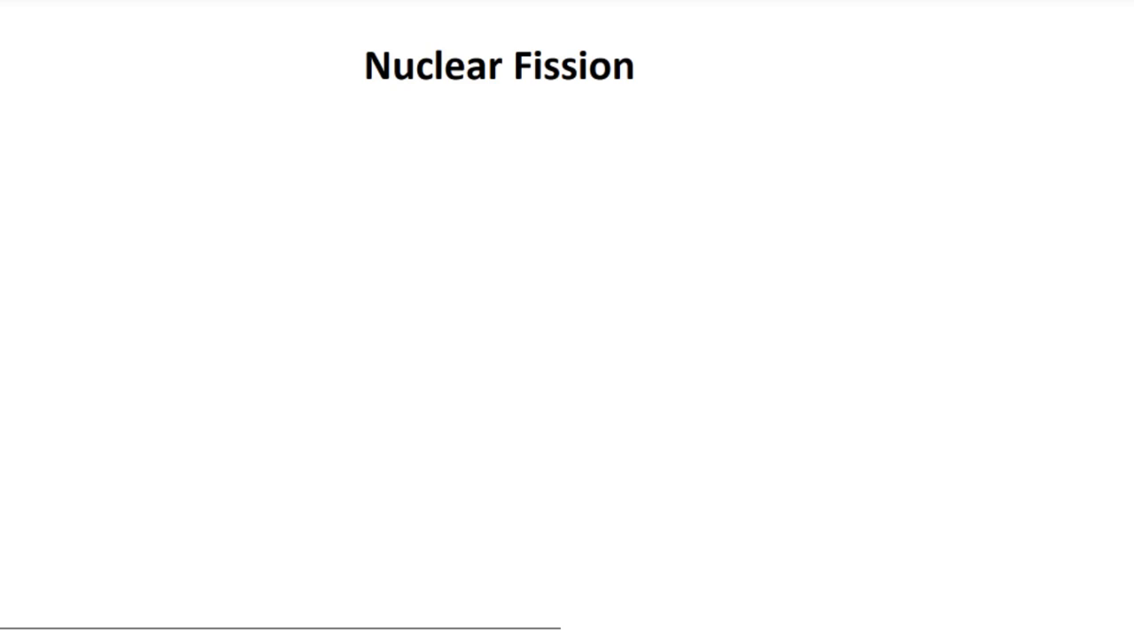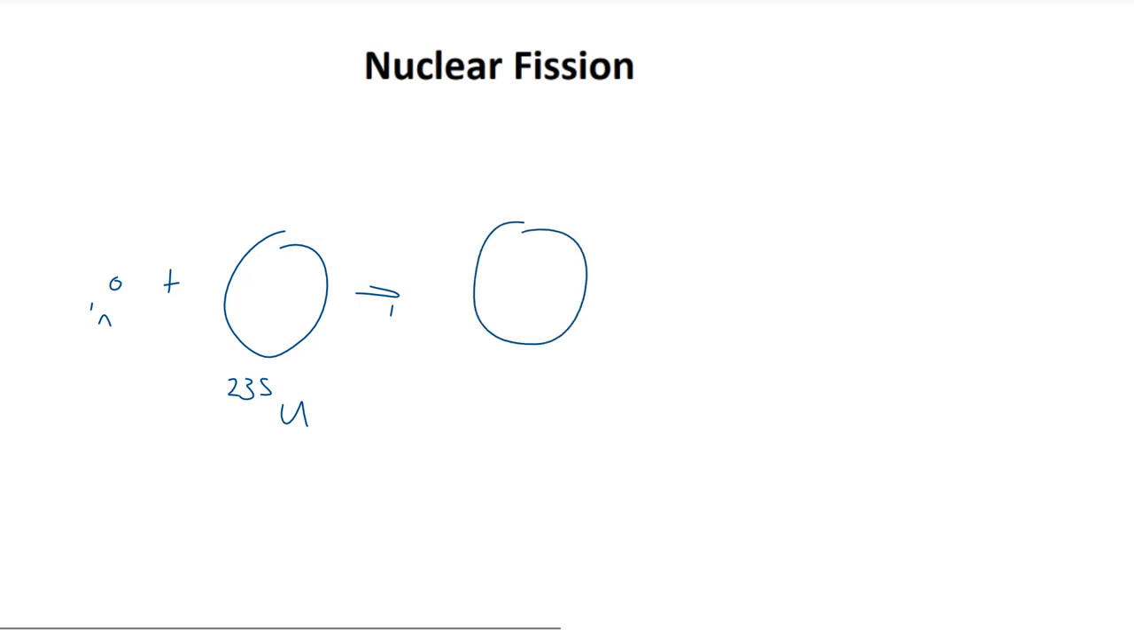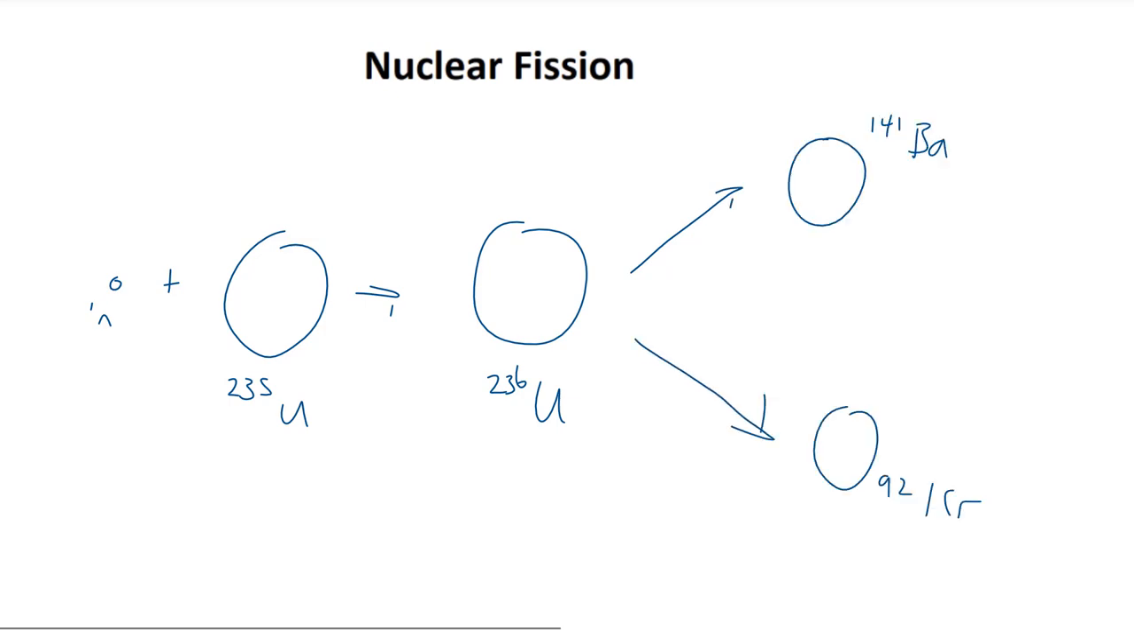Contrary to nuclear fusion, nuclear fission is the breaking up of a large nucleus into smaller nuclei. One of the most studied and used nuclear fission reactions is that of uranium-235 and a neutron. This is because when they combine, as I've shown here, an unstable isotope, uranium-236, is formed, which quickly decays into barium-141, krypton-92, 3 neutrons, and again, excess energy.